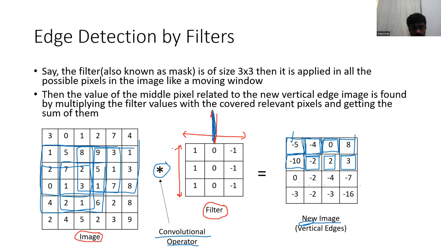Now you can see that the image size is reduced, right? Earlier it was a 6 by 6 image. Once we have applied this 3 by 3 filter, the target image, or the vertical edge image, is a 4 by 4 matrix. This is because the number of ways the filter can be applied to the original image is fewer than the number of pixels. For example, you can't fit the filter like this, right?